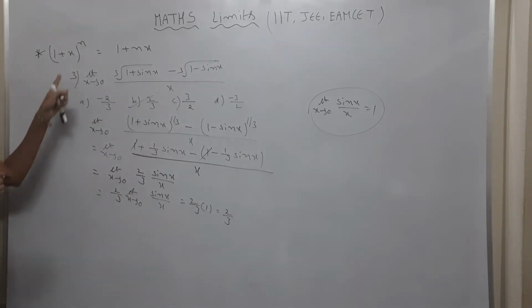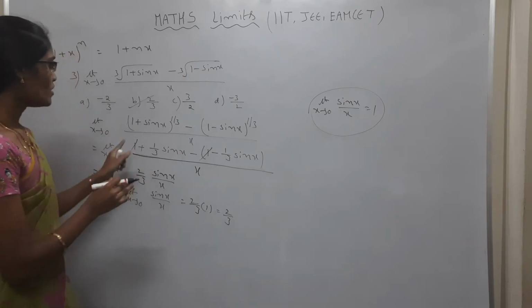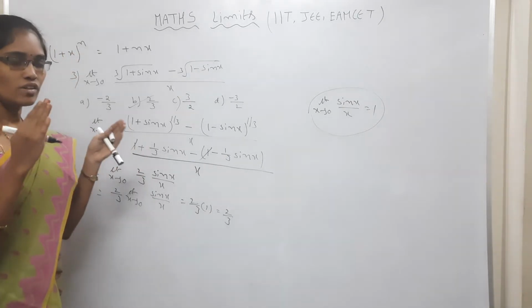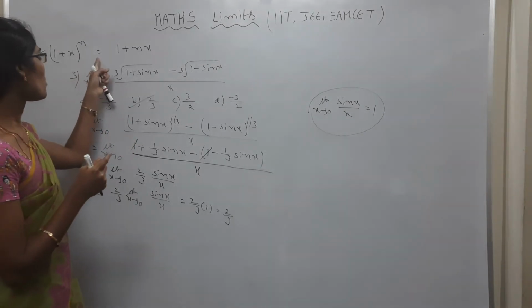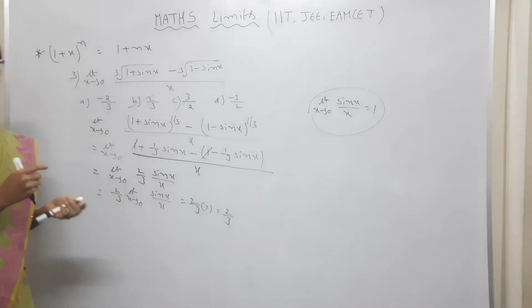Now using this formula we can easily solve this type of sums. You will get the answer in 3 seconds. Okay, it's very useful: (1 + x)^n is equal to 1 + nx.